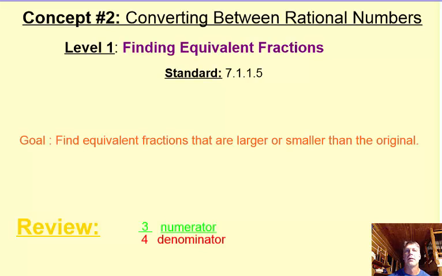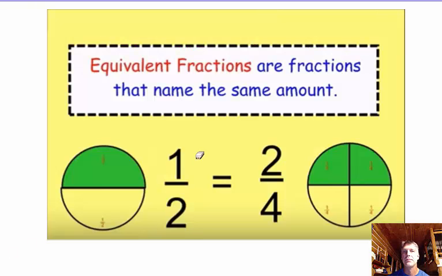Hey you guys, today we want to find equivalent fractions. Our only goal here is to find equivalent fractions that are larger and smaller than the original fraction that you're given. Quick review: the top of a fraction is called the numerator and the bottom is called the denominator. All right, let's get into our lesson here.